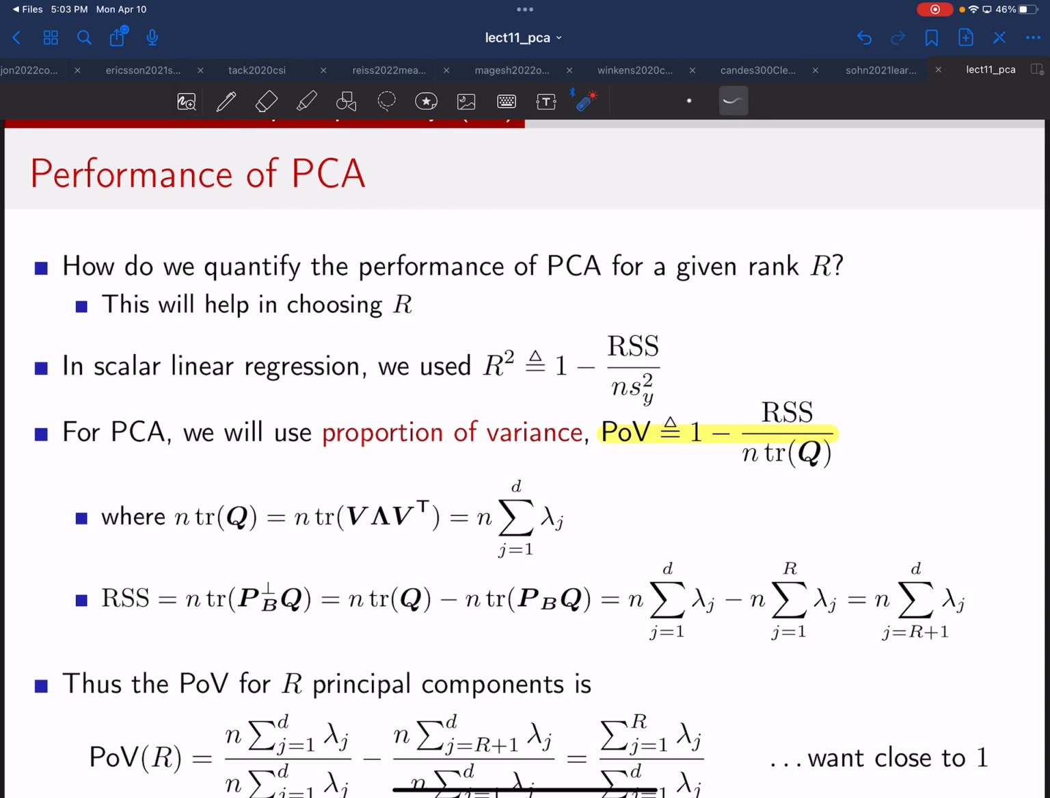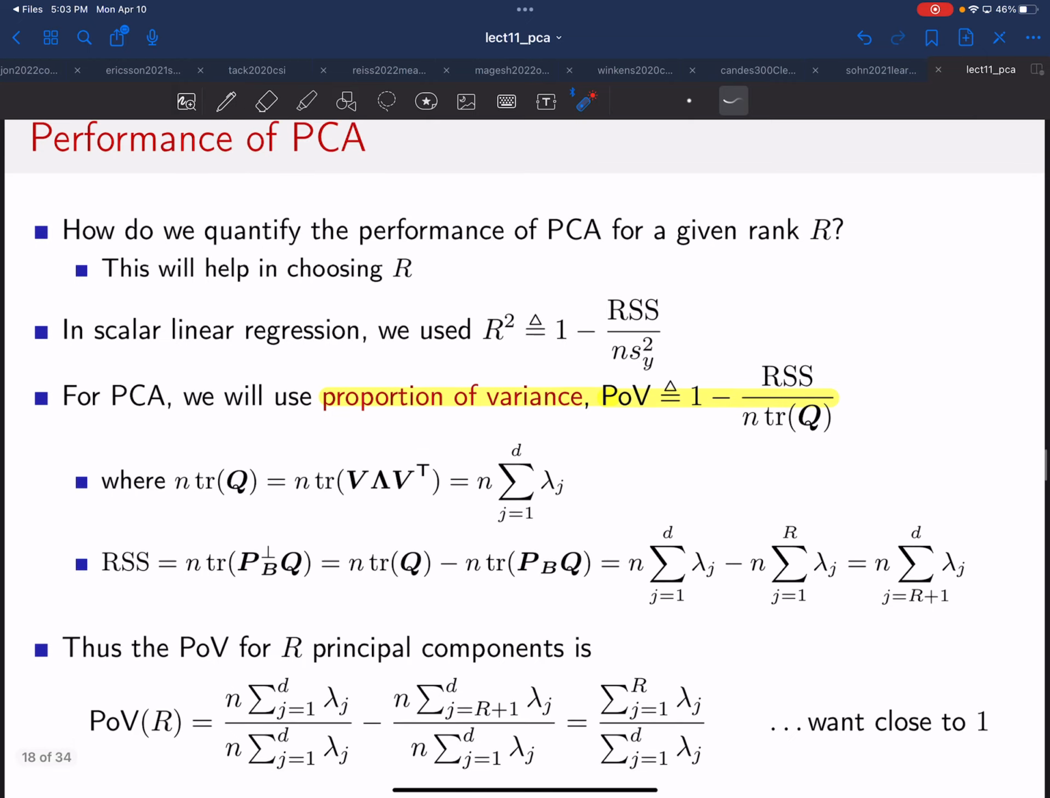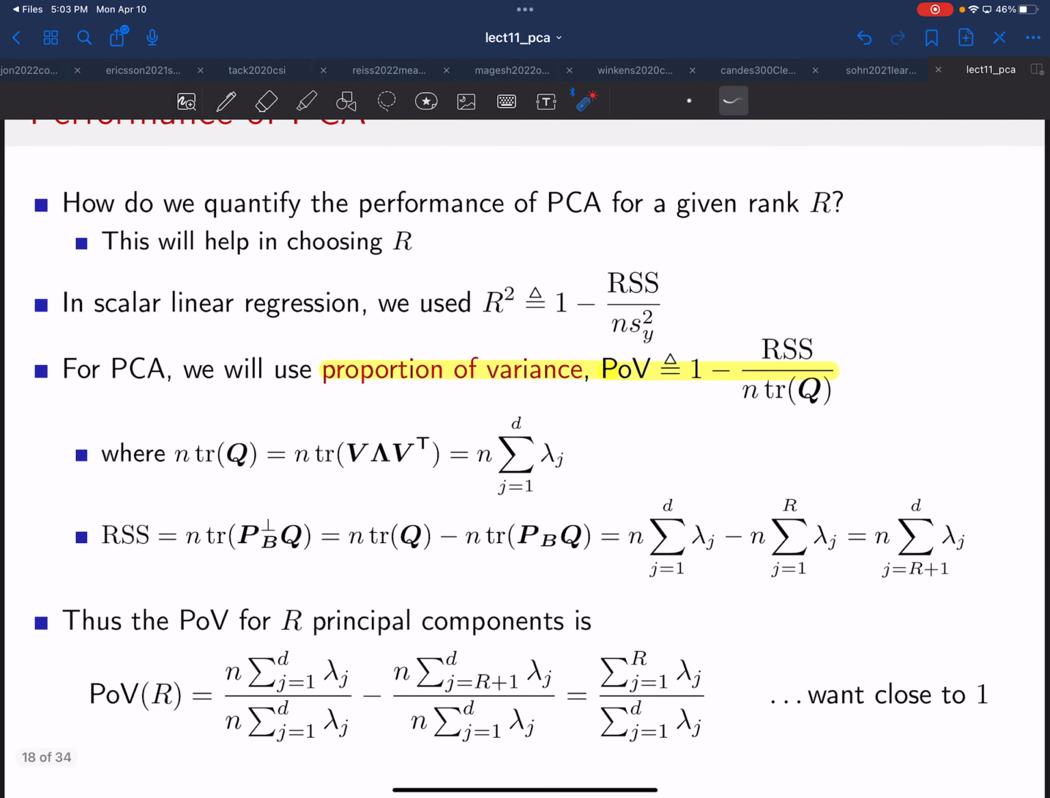So this is just the proportion of variance. This is the definition. This is a quantity that can go up to 1, because the best we can do is RSS is 0, where this is 1. So that's our goal. Typically it's some number less than 1. So we can look at this in terms of the eigenvalues themselves.